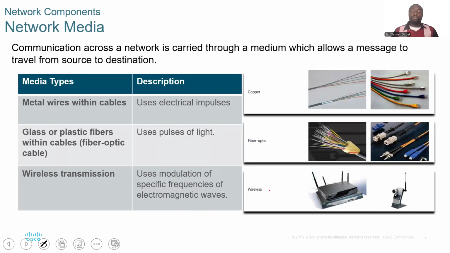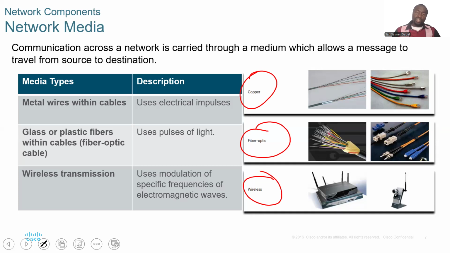So then you have the network media. Communication across a network is carried through a medium which allows a message to travel from one source to a destination. We have different network media: the copper media, the optical media, and the wireless media. What is the difference between these mediums? The copper media is a network media that is made up of copper wires, and it carries data in the form of electrical pulses. The most common types are the Cat5 and Cat6 cables. You see them, they are the LAN cables. So they convey data in the form of electrical signals.